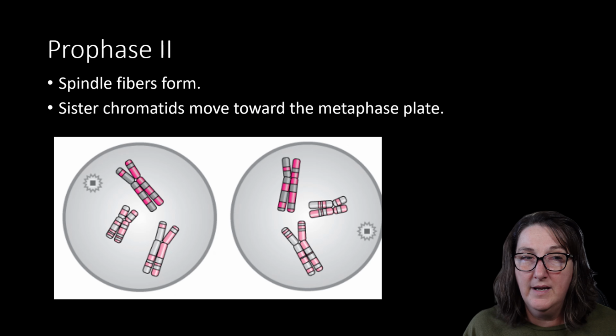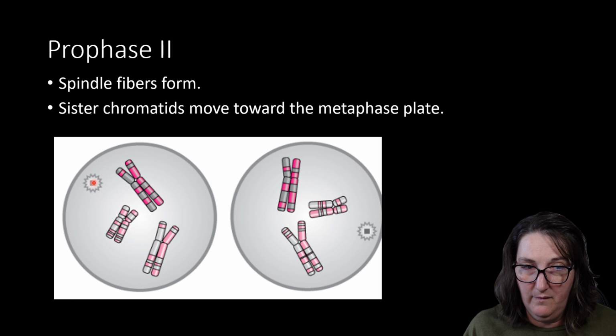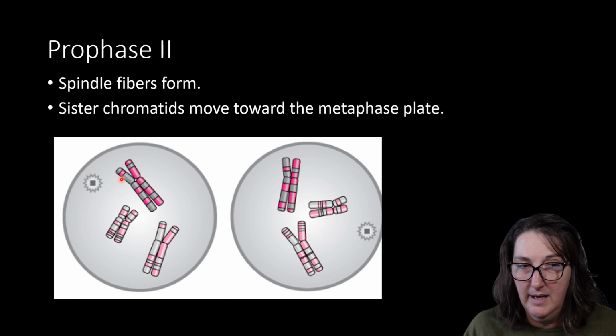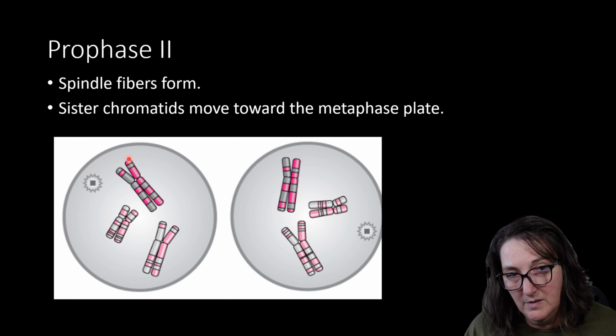All right, so prophase 2, my spindle fibers are going to form again. Sister chromatids are going to move towards this metaphase plate. But you can see now, this is going to split. So this one is going to go one way, this one's going to go another way. I have completely different types of chromosome setup here. My configuration is going to be completely different for all of these.